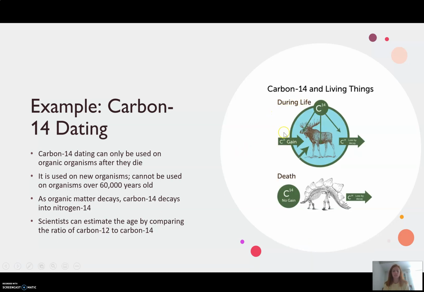So while the organisms are still alive, they gain C14 from the atmosphere and they intake it, and then they also lose it through decay and through excretion and things like that. But after they die, they aren't gaining any of the C14, but they're still losing it due to the decay. So you can estimate the age by comparing the ratio of carbon-12, which stays within the organism, to the carbon-14, because during life they are relatively equal.